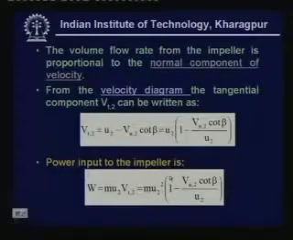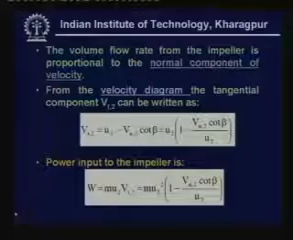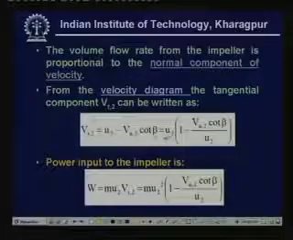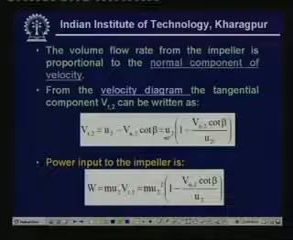So that is what is done here. From the velocity diagram, the tangential component Vt2 can be written as Vt2 is equal to U2 minus Vn2 cot beta, and here you take the U2 as the common. So this can be written as U2 into 1 minus Vn2 cot beta by U2.